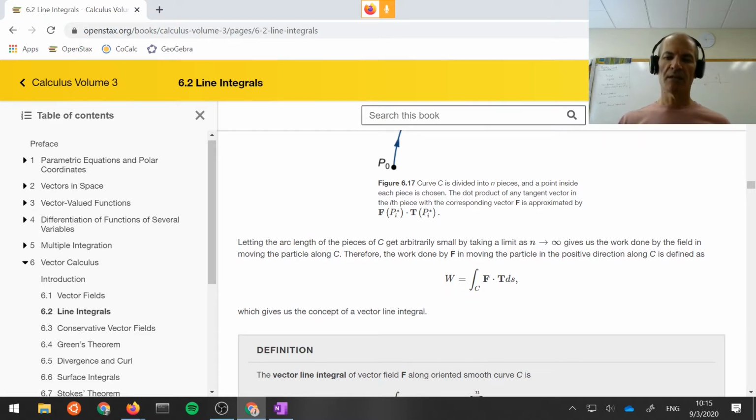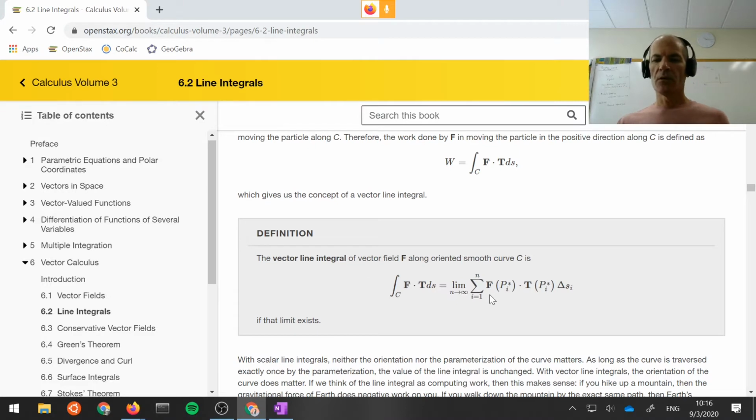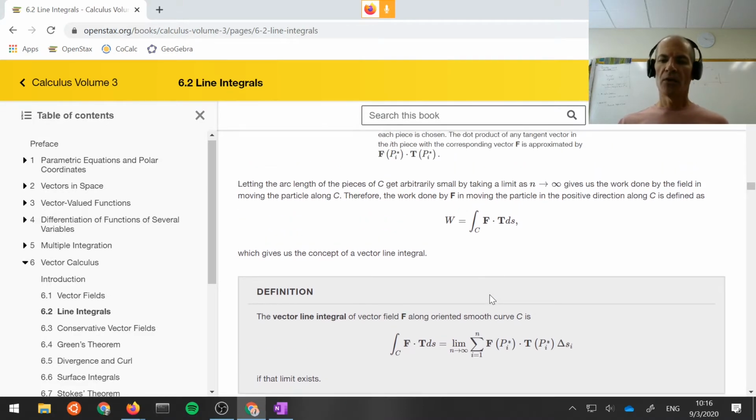If you take the force field and you dot it with the tangent vector along the curve and you integrate it, you get the work done by moving through that field along that path. We're going to revisit this several times in the coming sections. For now, I'm just interested in being able to calculate it. So how are we going to calculate this?